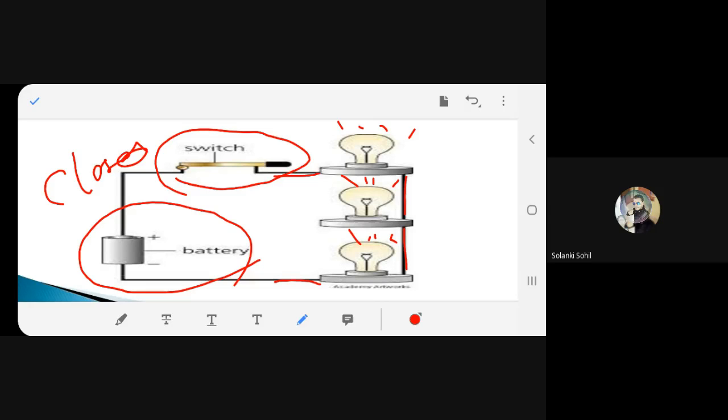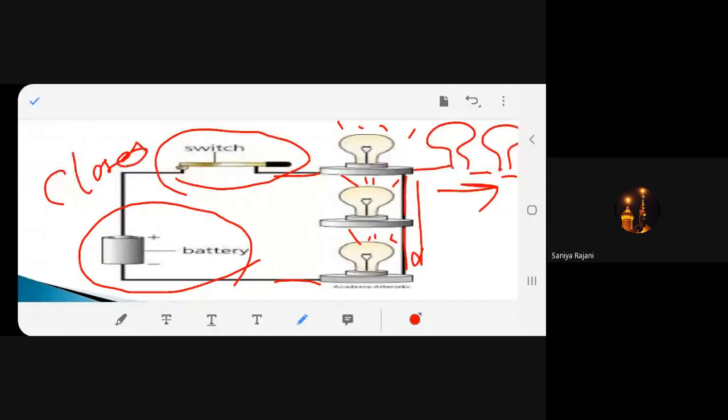Now this bulb I can put here also. Instead of putting it down, I can put it like this. Can I? I can. And from here I can put the wire. So I can put it like this and I can put it in a straight line also. That's why it is called series. What is it called, beta? Series. You understand now, all of you? Yes. So this is a series circuit.